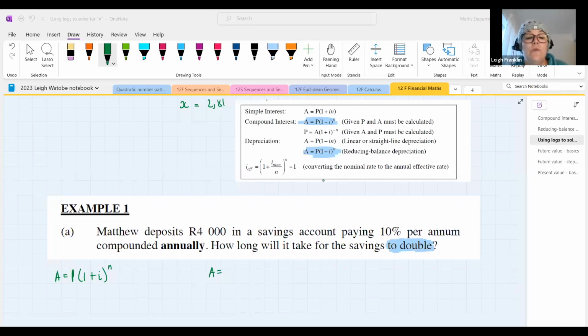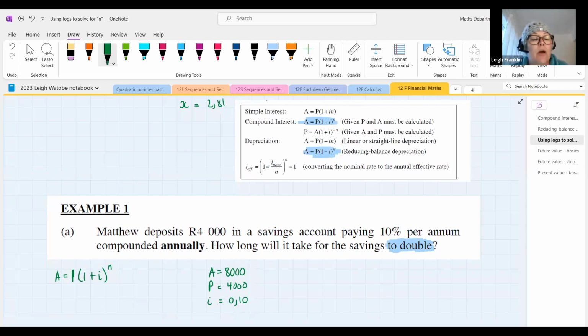Lovely, Lesejo. Okay, so the savings doubles. It's going to be 8,000 Rand in the end. Initially, it's 4,000 Rand. That's what Matthew puts in. Okay, good. Yes. Our interest rate, very simple in this case. They haven't even changed the compounding period. They're just saying 10% per annum compounded annually. So our interest rate is going to be 0.10.